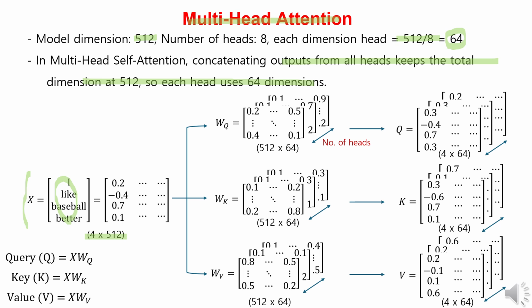In multi-head self-attention, instead of using a single set of weight matrices of size 512 by 64, the transformer uses 8 different sets of weight matrices WQ, WK, and WV, as described in the original paper. As a result, 8 separate 4 by 64 query, key, and value matrices are computed, one set for each head.